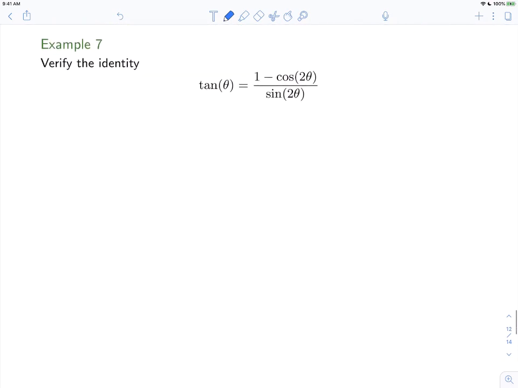For our next example, we'd like to verify an identity. So how are we going to do this? Well, we'll start with the more complicated side on the right, and we'll use our identities to see if we can rewrite this as tangent of theta. So that's our objective. So we'll start with 1 minus cosine of 2 theta, and that's divided by sine of 2 theta.